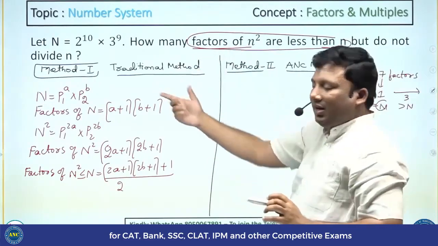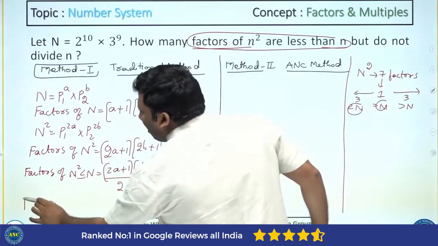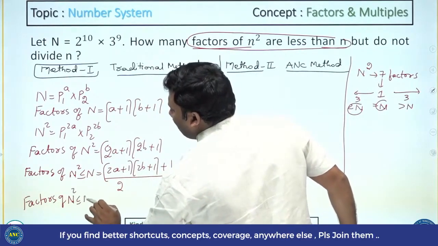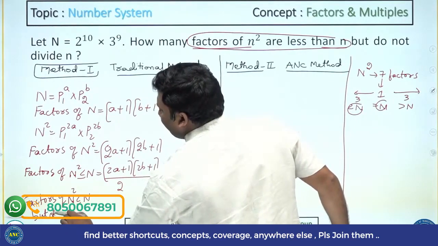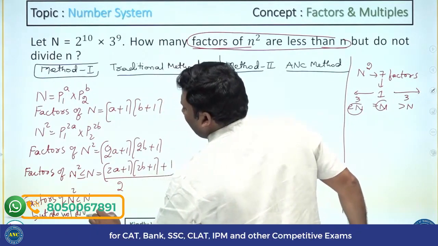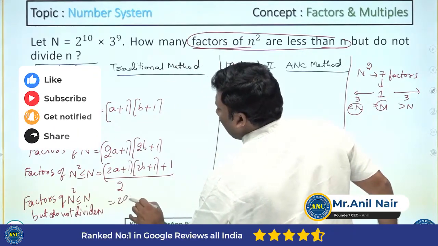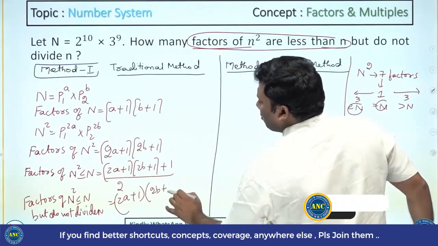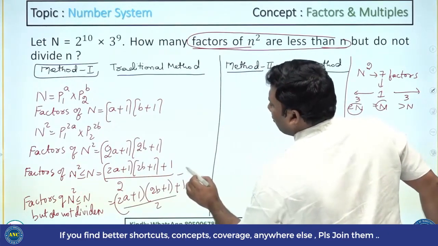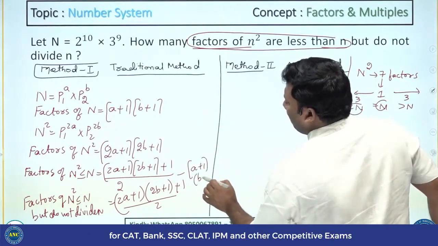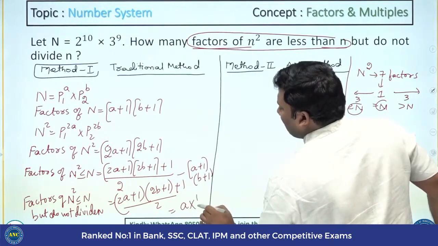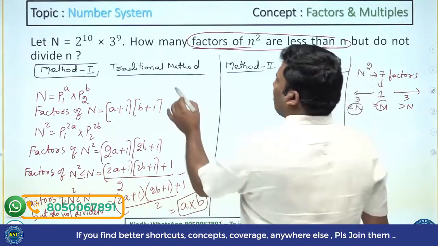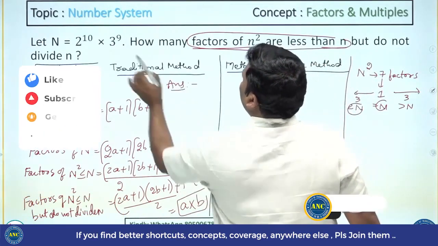But do not divide n. In that one, I do not want the factors of n. Factors of n square less than or equivalent to n, but do not divide n. So what we have to do? We have to subtract the cases. Factors of n means these will divide this number. So ((2a plus 1)(2b plus 1) plus 1) by 2 minus (a plus 1)(b plus 1). If you calculate it, the answer is nothing but a into b. So the answer for this question is just multiply the powers.